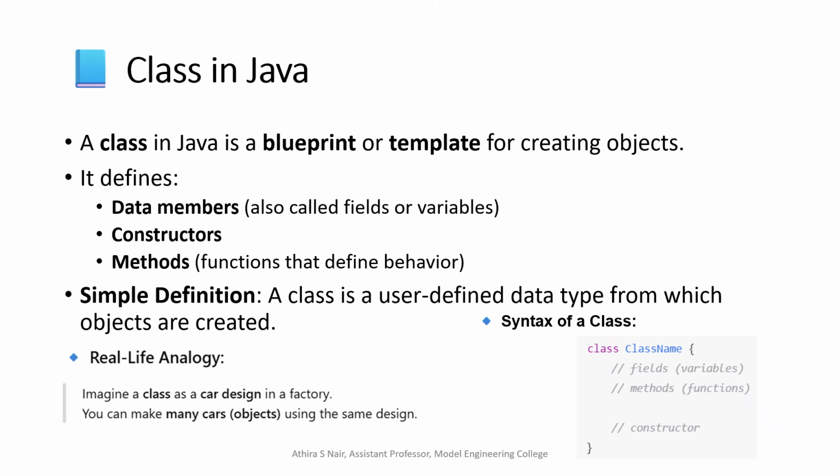And then there will be constructors. These are special type of methods. And then the normal methods. These functions that define the behavior. So the simple definition of a class is a user-defined data type from which objects are created.